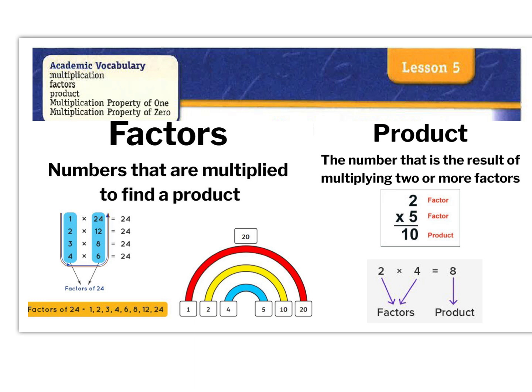So the product is the number that is the result of multiplying 2 or more factors. So here we have 2 times 5, those are both factors. The product is the answer, that's 10. Here again, 2 times 4, those are factors, equals 8, that's the product.